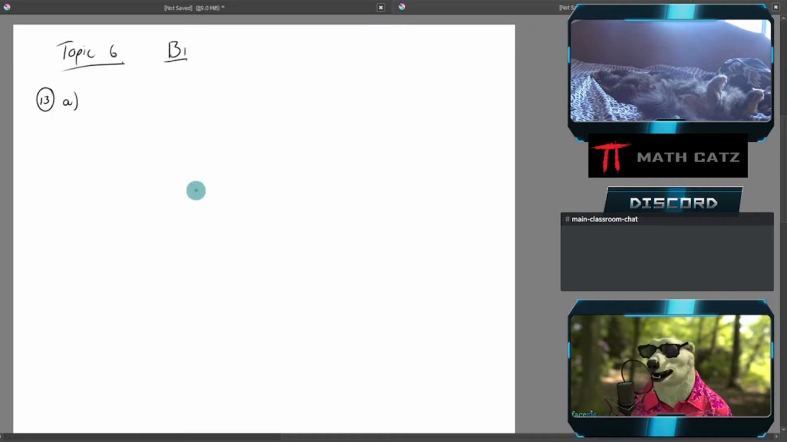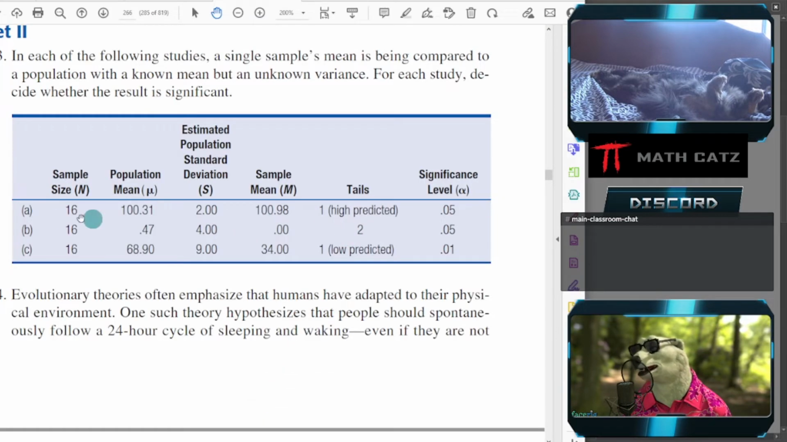A couple of questions. You see here the A1 gives me a sample size of 16. We have a population mean of 100.31. The calculations aren't shown. They've estimated the standard deviation at 2. Of course, the observed sample mean is 100.98. We are examining the right-tailed, a high predicted change. We just don't know if it's significant at an alpha of 5%.